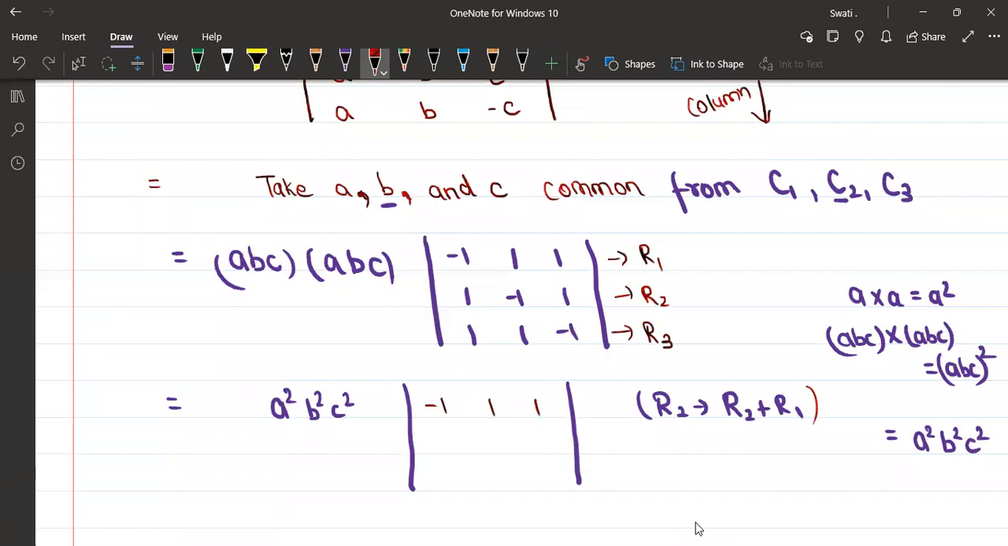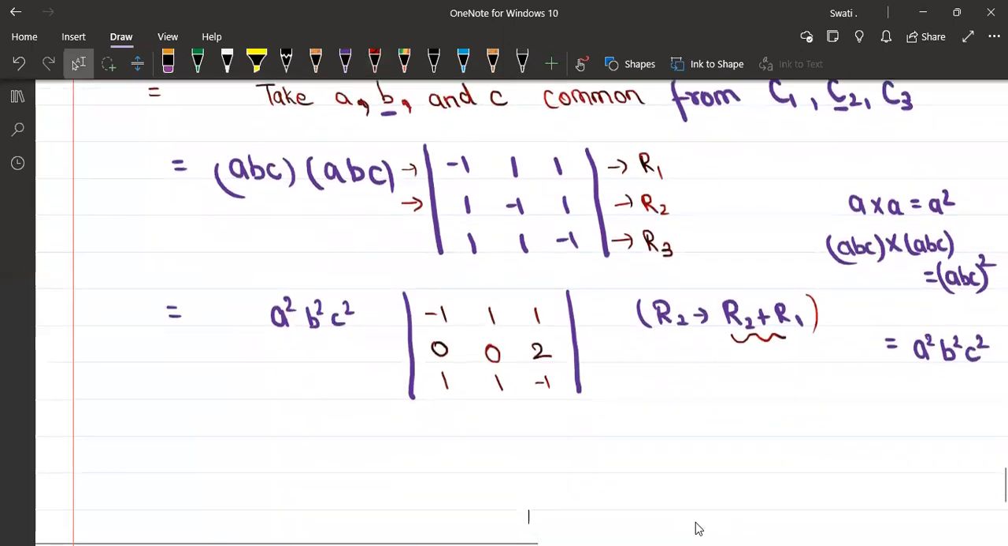Row 3, we are not doing anything. So it is the same: 1, 1, minus 1. And row 2, we are applying the operation, R2 plus R1. That means this plus this. So 1 plus minus 1, that is 0. Minus 1 plus 1, that is 0. And 1 plus 1, that is 2. Okay, so this is the row operation that we have applied.